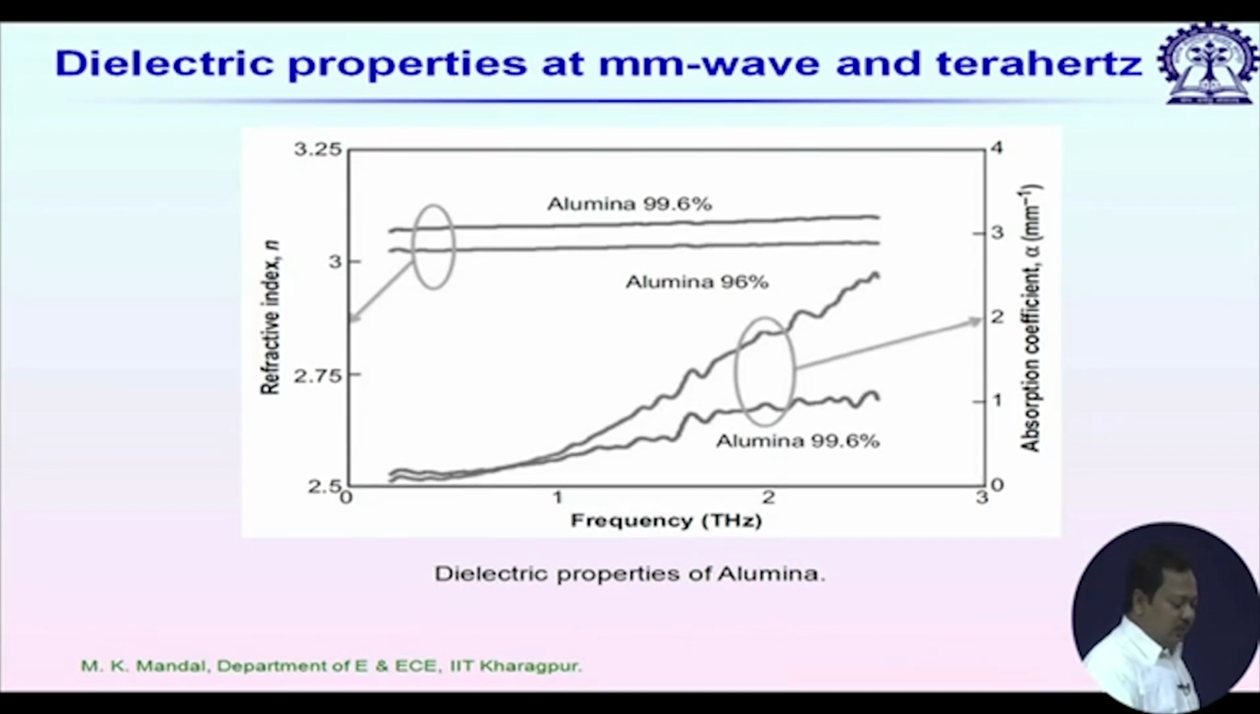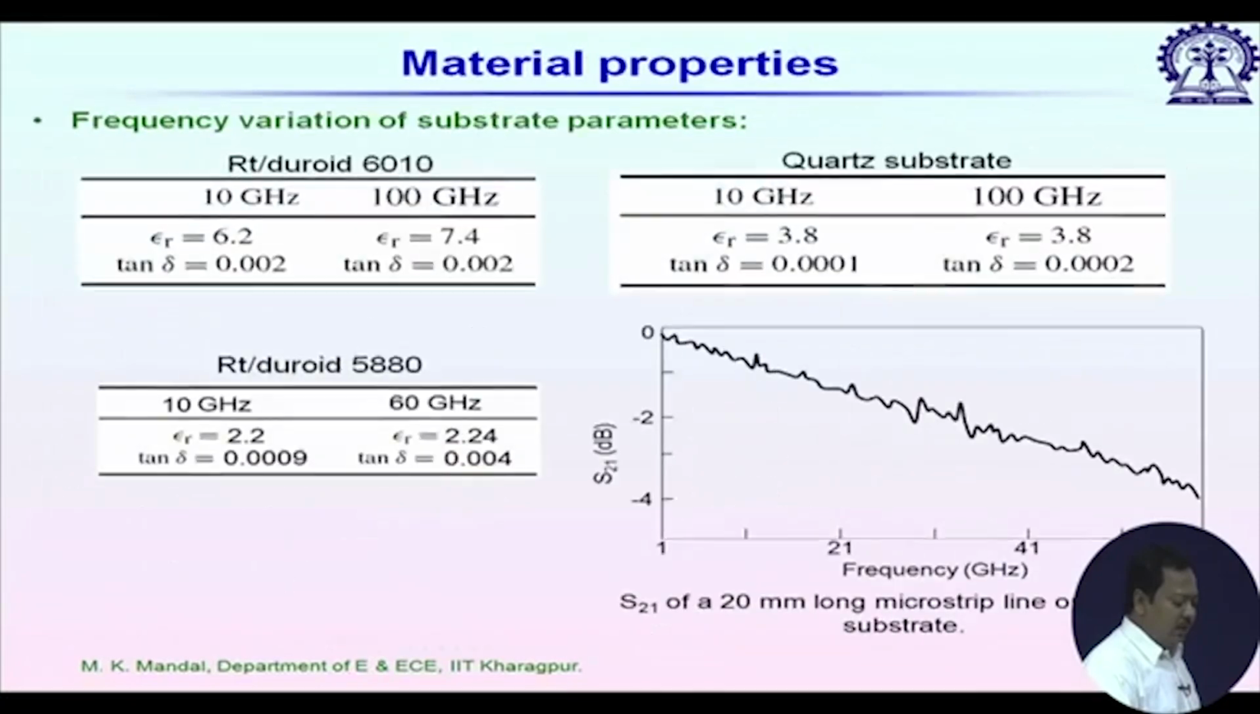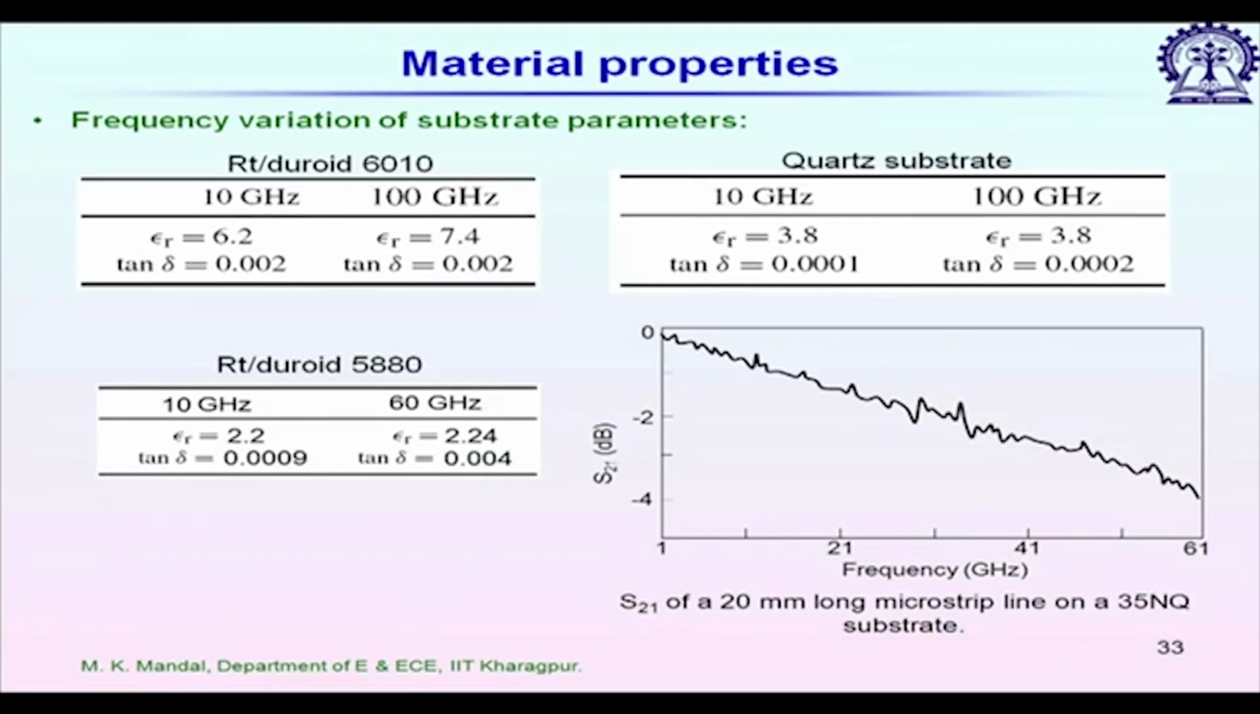Now let us go back to the microstrip line example. After studying these material properties at millimeter wave frequencies, we see that in comparison to the microwave or RF frequency range, the loss tangent value and other properties do not change drastically. There is an increment of loss tangent value, but it is really small.